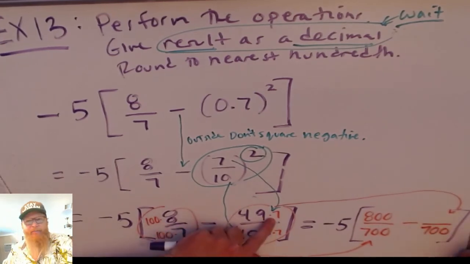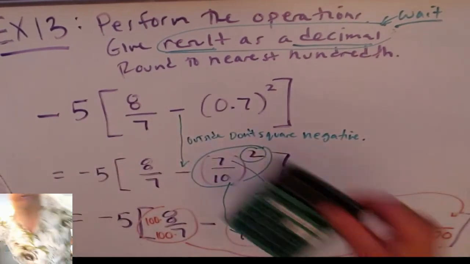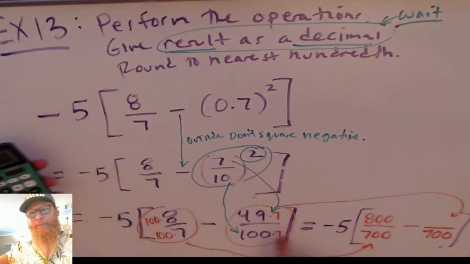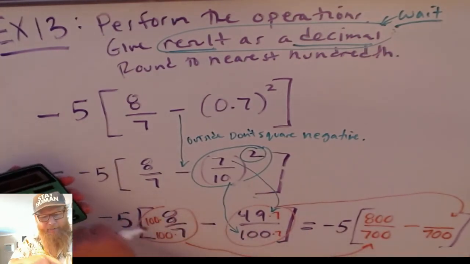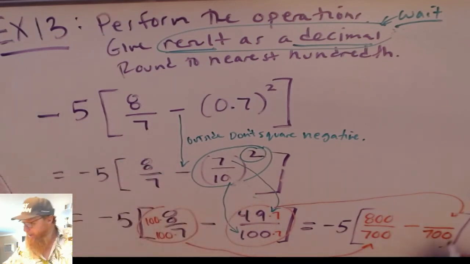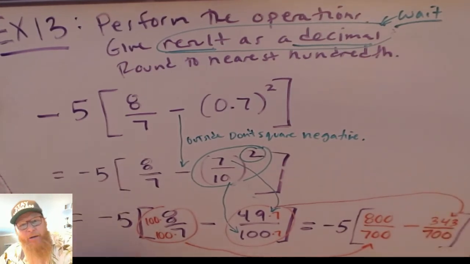49 times 7. I haven't done it all hour long. You've been sitting through this lecture. I'm finally going to show you that I'm a person just like you. And sometimes when I get a big number that I don't feel like doing, I'll do it with my calculator, 343. I do feel a little silly because I already knew it was 343.